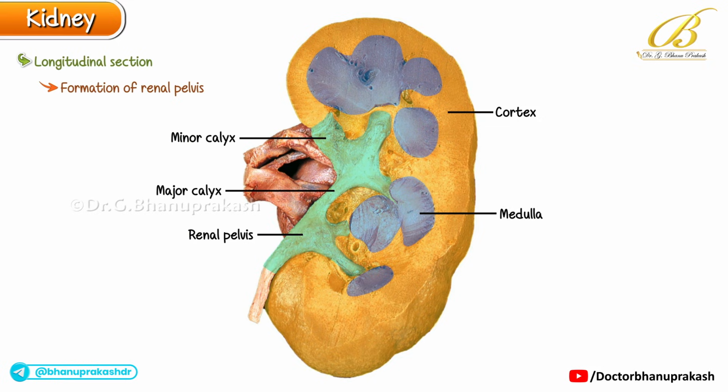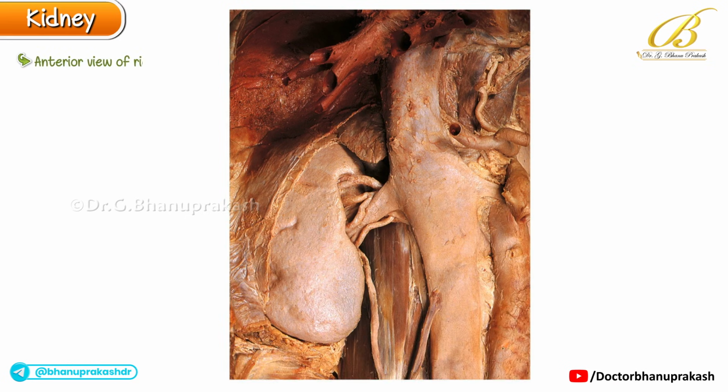The renal pelvis continues downward as the ureter, which drains urine from the kidney. At the pelvi-ureteric junction, there is a natural constriction, an important landmark in the urinary tract. This illustration shows the anterior view of the right kidney with its coverings.